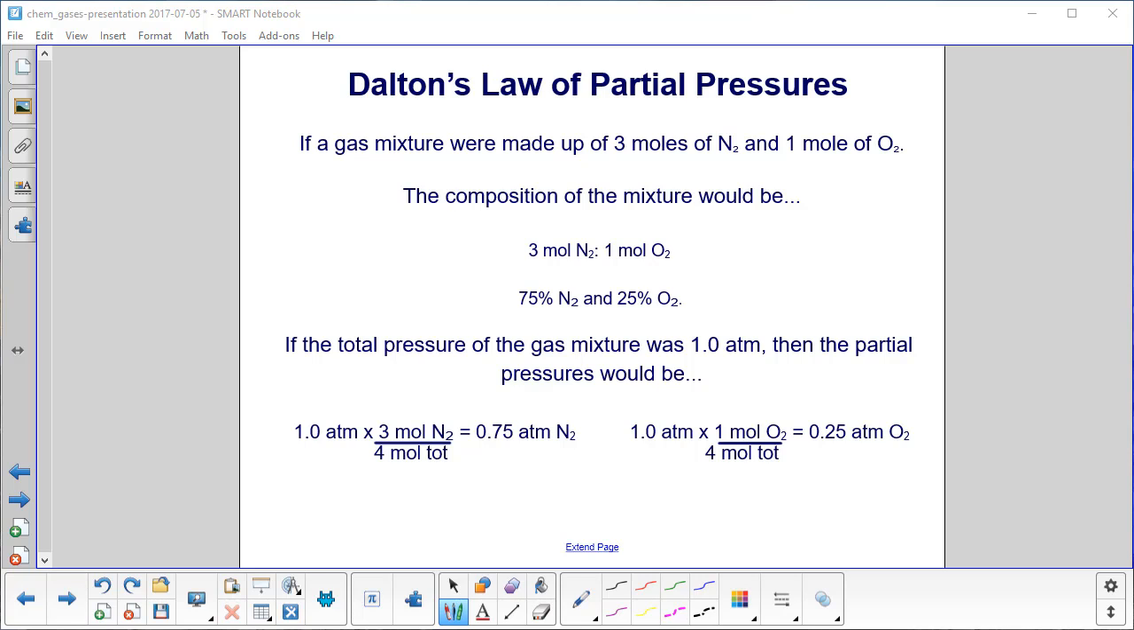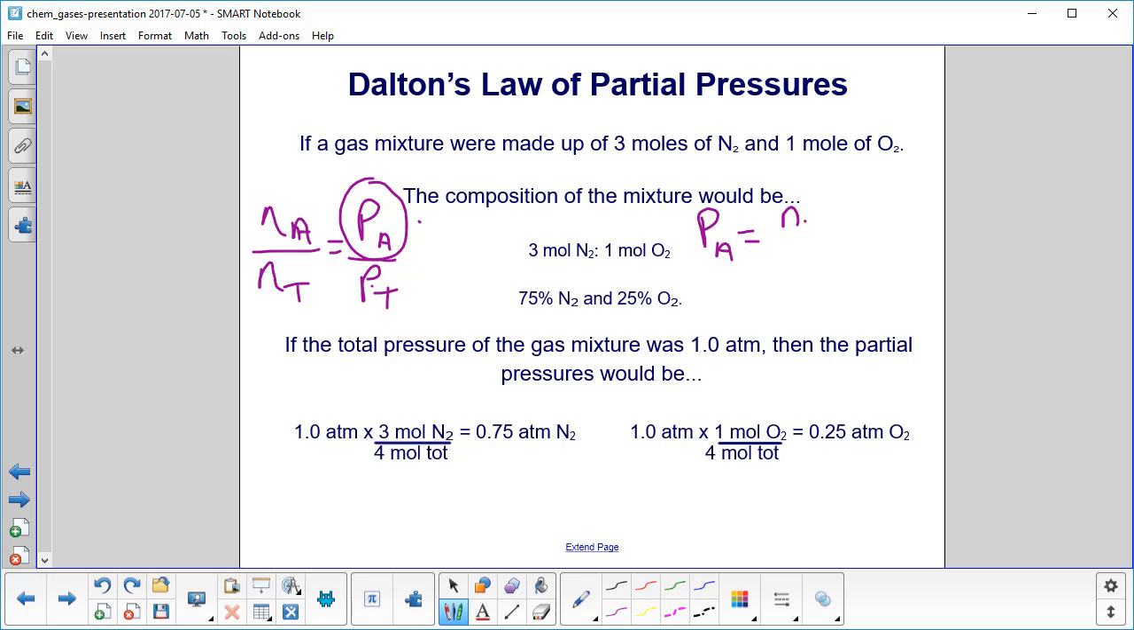So from the previous page, we found that the number of moles of one substance divided by the number of moles total is going to equal the pressure of the one substance, A, over the total pressure. So if we're trying to find the partial pressure, which is this guy right here, that would be P_A, and here's where our ratio is: the number of moles of the one substance divided by the total number of moles times the total pressure. Okay, now we can work this problem.